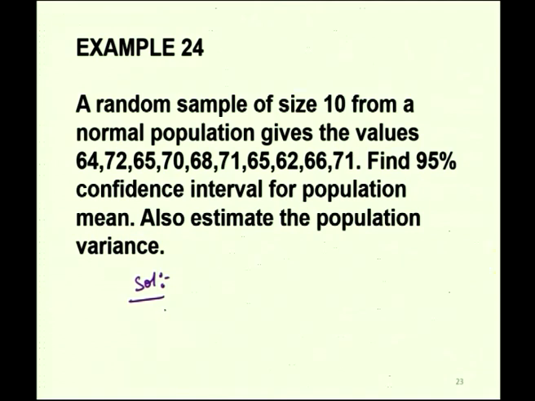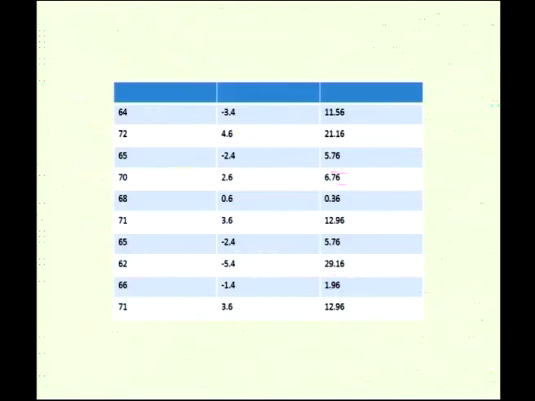Now, a 95% confidence interval is required. Therefore, n is equal to 10 and this is a single mean t test. Therefore, the formula is t is equal to x bar minus mu by s divided by root of n, and this is the tabular column: this is x, this is x minus x bar, and this is x minus x bar whole square. What is x bar?